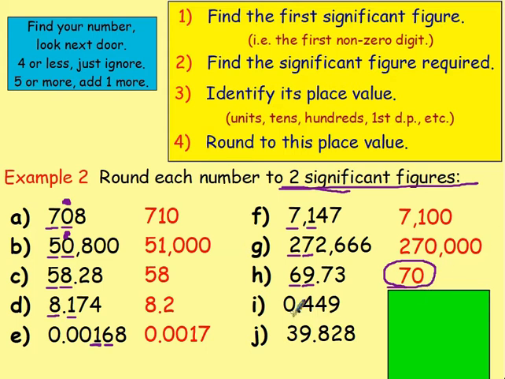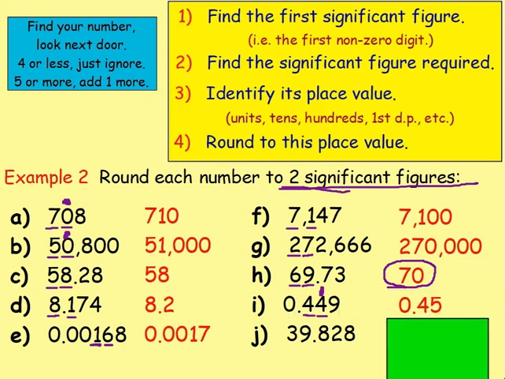With I, once again, find the first significant figure. So the first digit that is not a 0 is the 4. Beside that is the second significant figure, which is this 4 here. That is what we want to round to because it's the second significant figure. Think about the column it's in. Well, it's in the second decimal place, so we want to round that number to 2 decimal places. To do that, find your number. Look next door, it's 5 or more, so you add 1 more. So the 4 will go up to a 5, and you write nothing after it, so you'd have 0.45.